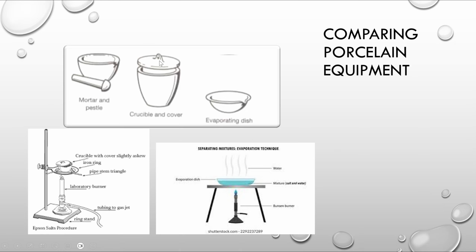The crucible with the lid is used to heat solids. I put it over a Bunsen burner and I put the solid inside of the crucible, cover with the lid. If I have a liquid that I want to evaporate, I use an evaporating dish. Note that if you look at the picture, the mortar and pestle, of course, I have a handle. The crucible is horizontal on the bottom, while evaporating dish is circular and it is wide.